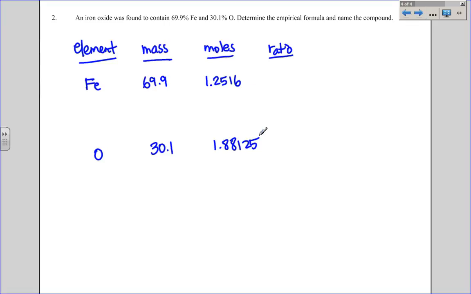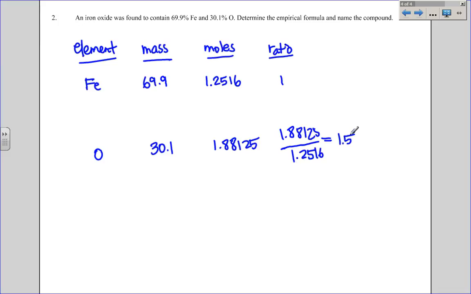Now again, I have a mole ratio, but I want to determine what an equivalent whole number ratio will be. So my first step is to divide by the smallest value. So I'm going to divide both of them by 1.25. Okay, so when you divide something by itself, it becomes 1. In this case, when I make this calculation, I get a value of 1.5.